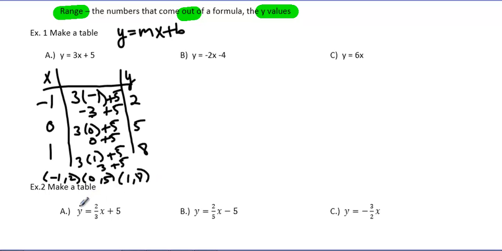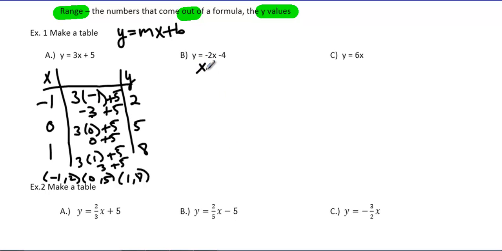So again, it doesn't matter what you choose for the x values. Whatever you plug in, though, it's going to dictate what the y value is. That's why we call this an input and an output. You get to choose what you put into a formula, and whatever you put in is going to dictate what comes out. Let's move on to B.